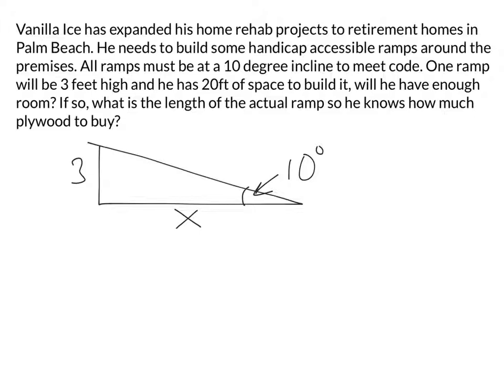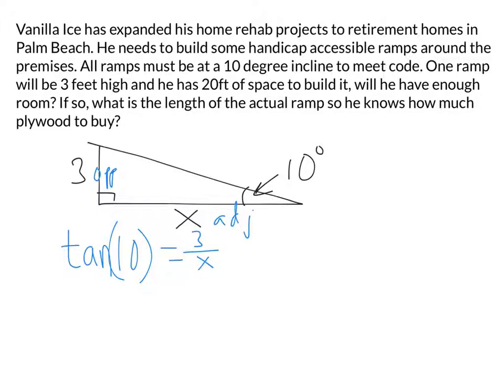Do I have enough? Well, across from the angle, it's my opposite. Next to the angle is my adjacent. Let's not forget that this guy's a right angle, right? So again, I'm using opposite and adjacent. That is my tangent function. So tangent of my degree is equal to my opposite over my adjacent.